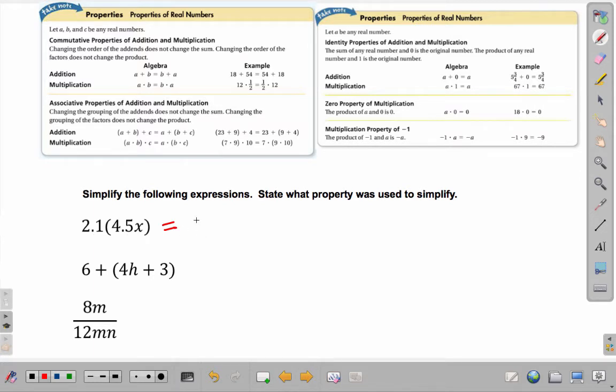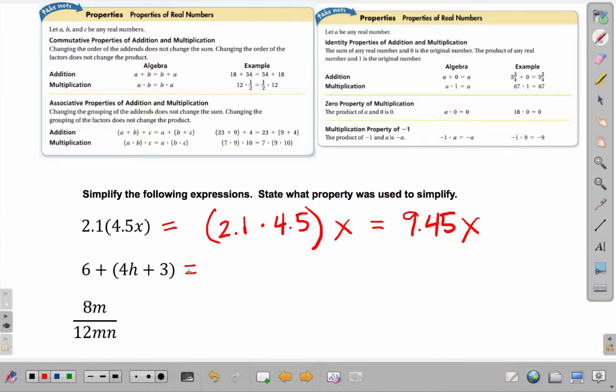By the associative property of multiplication, we can regroup this 2.1 times 4.5, since those are both numbers, and then we'll multiply that product by x. 2.1 times 4.5 is 9.45, and then we have times x, so we'll just put x. So this product, by the associative property of multiplication, is 9.45x.